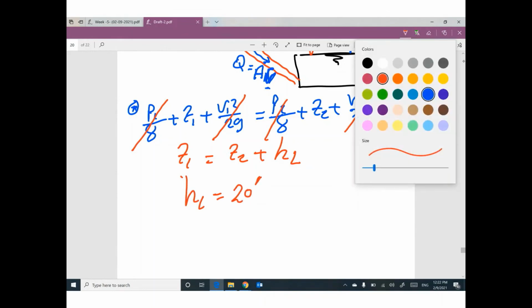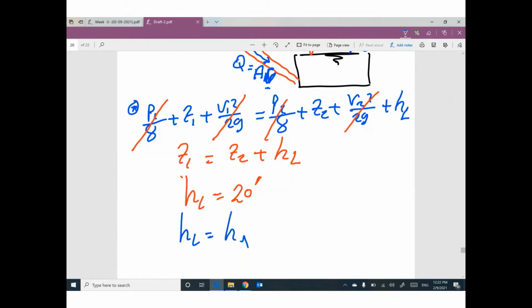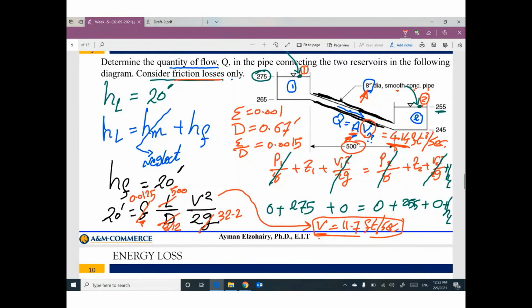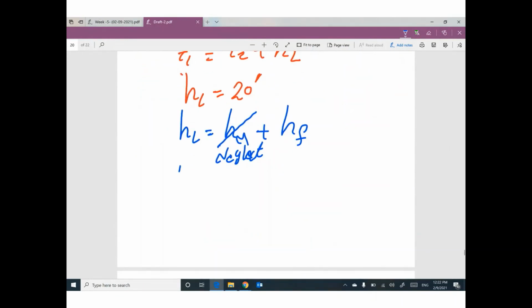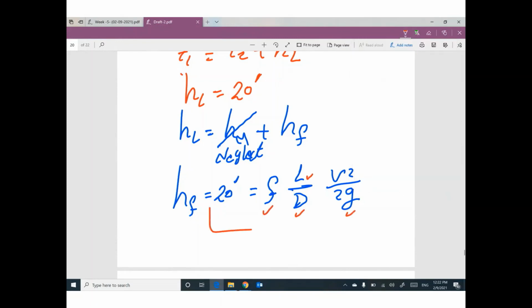That makes sense? H losses equals H minor plus H friction. We have two terms. But if you read the problem carefully, it said, please consider friction losses only. So I will neglect this term. So the final conclusion, H friction equals 20 feet. We understand that H friction equals F L divided by D times V squared divided by 2G. I can figure out the value of F, length, diameter, G. The only unknown in this equation is the velocity of flow.